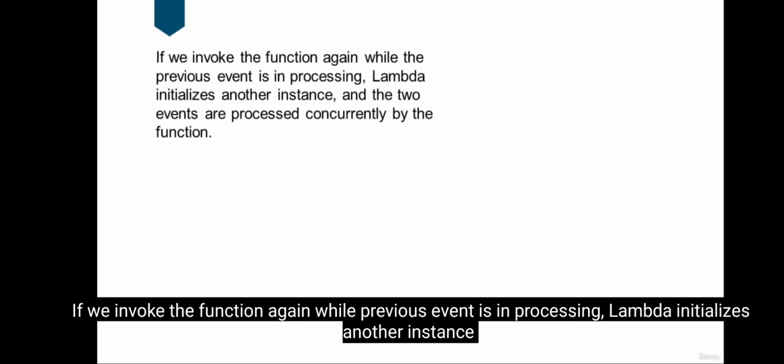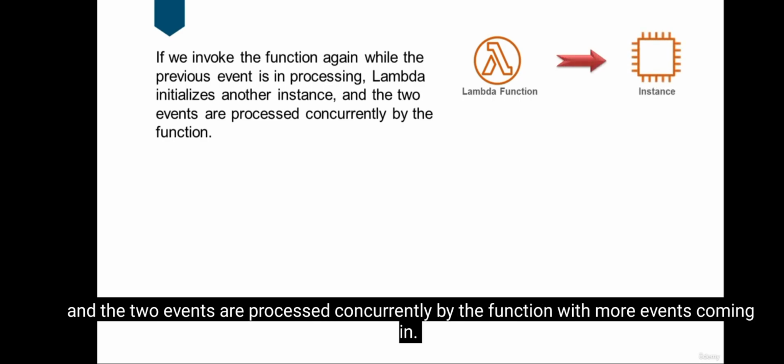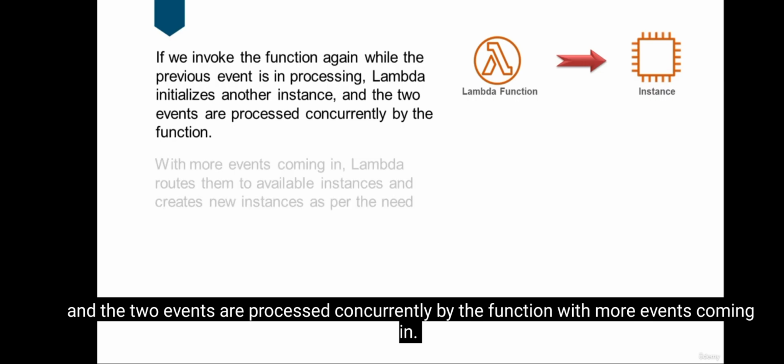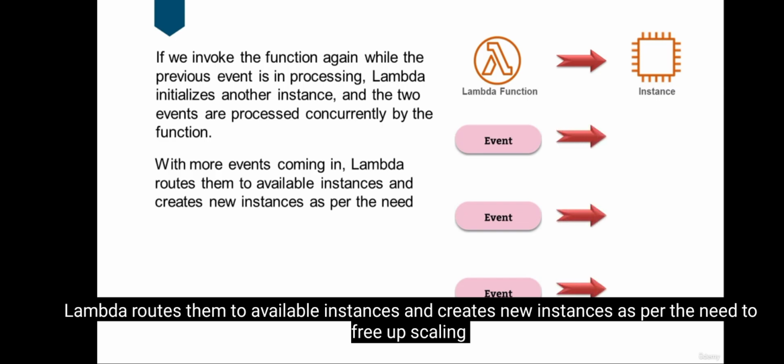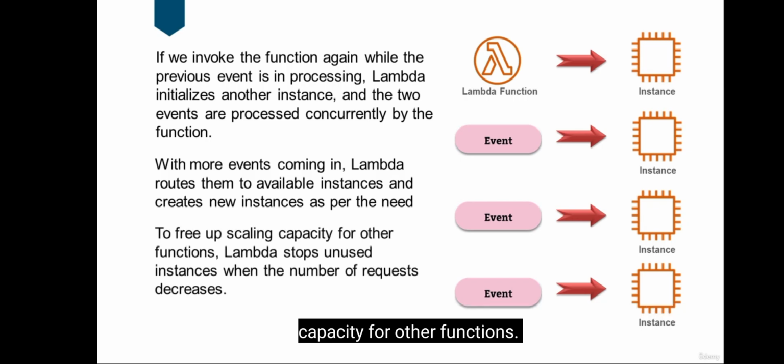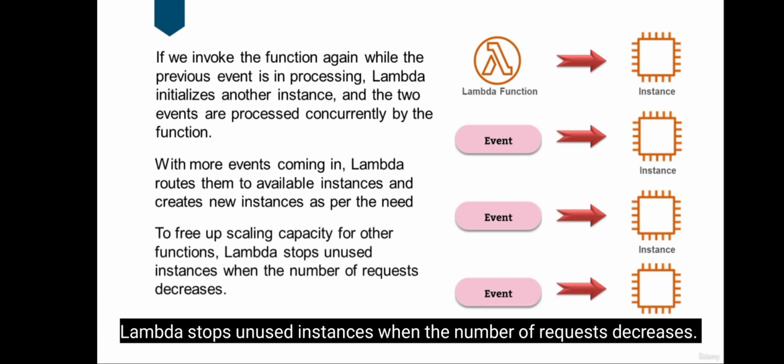If we invoke the function again while previous event is in processing, Lambda initializes another instance and the two events are processed concurrently by the function. With more events coming in, Lambda routes them to available instances and creates new instances as per the need. To free up scaling capacity for other functions, Lambda stops unused instances when the number of requests decreases.